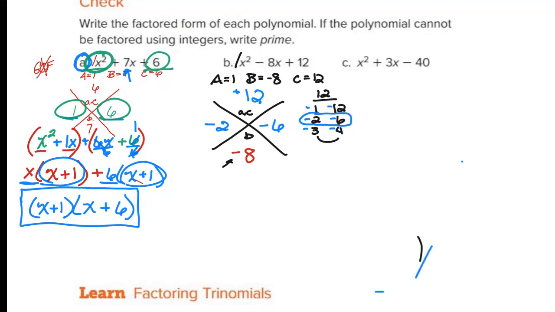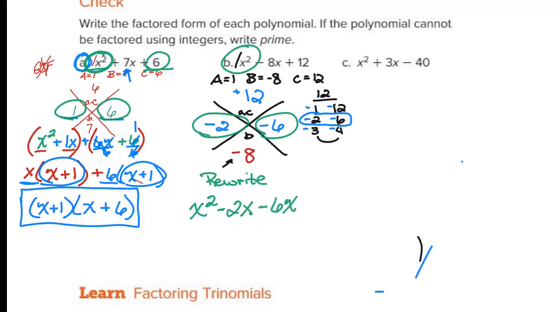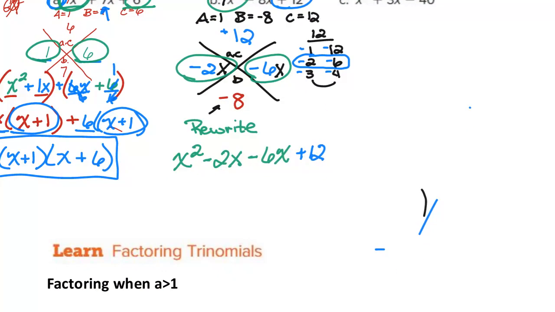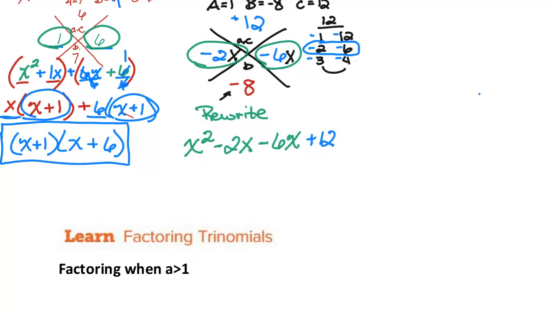All right, so let's rewrite my trinomial. Keep the first term, x squared. Change the middle to a -2x. Don't forget to put the x with it. And a -6x. You've got to put the x in there, right? And the last term stays as +12. I have 4 terms, so we're going to factor by grouping. Group the first two together.